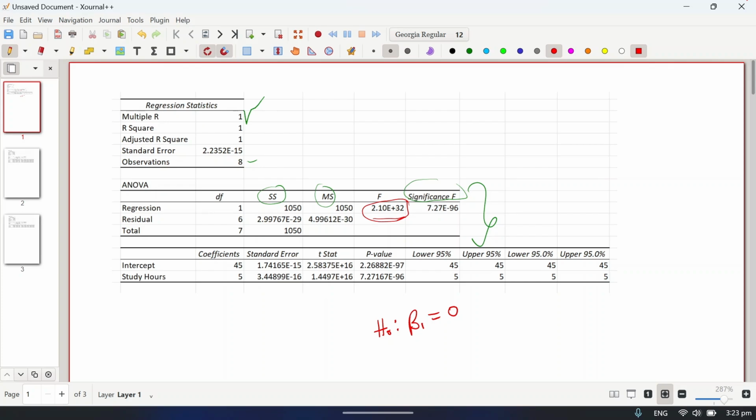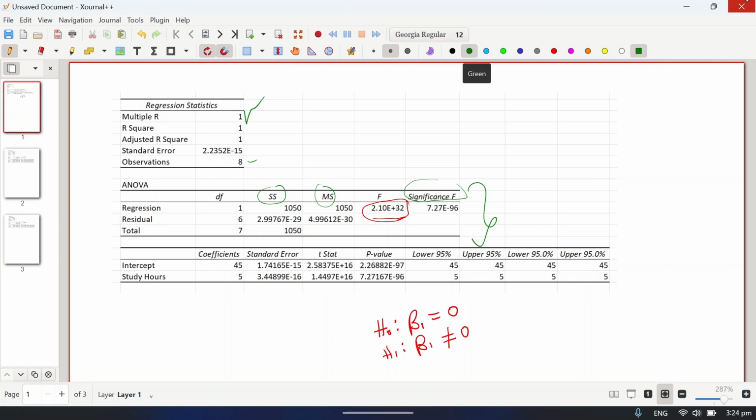And then the other one is H1, which is the alternate hypothesis. That one is showing that no, beta 1 is not equal to 0. And when beta 1 is equal to 0, you realize that x will also be equal to 0. That's the independent variable, which will be equal to 0, because our regression equation is given by this.